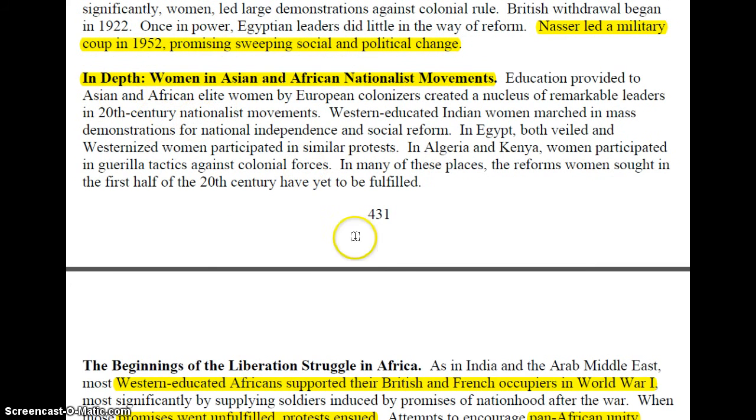Do look at the in-depth part about women in Asian and African nationalist movements, because you should be able to compare and contrast the status of women politically, economically, socially in different places of the world at the same time. So we might say in Asia compared to Europe, or in Africa compared to America. So read through that section in the book itself and get the detail.